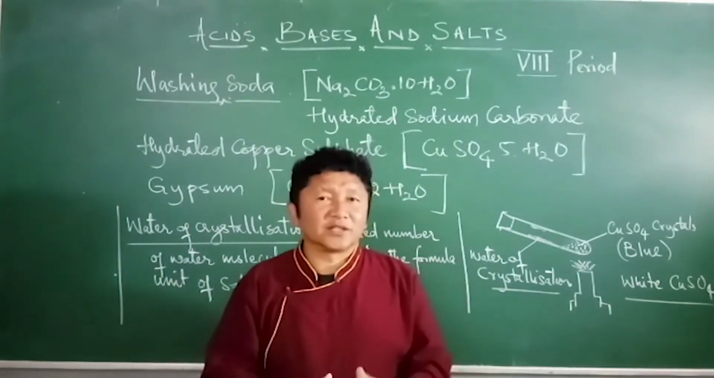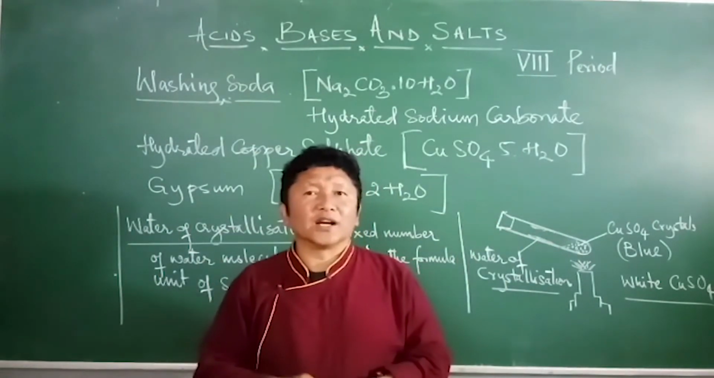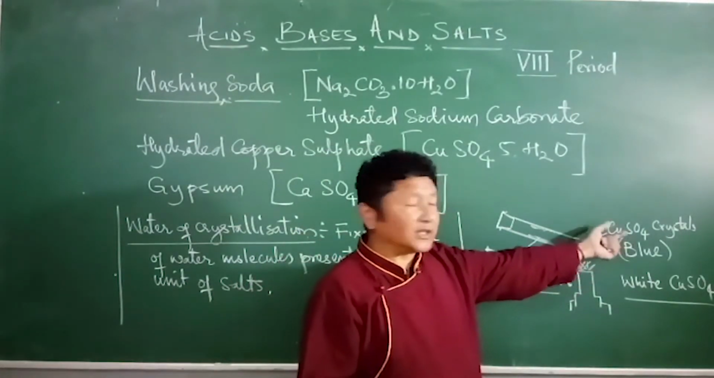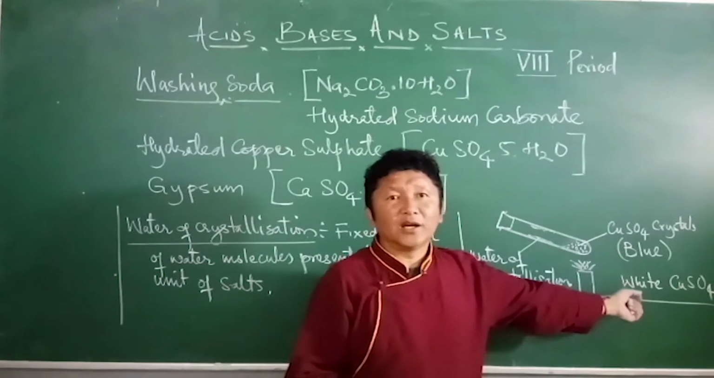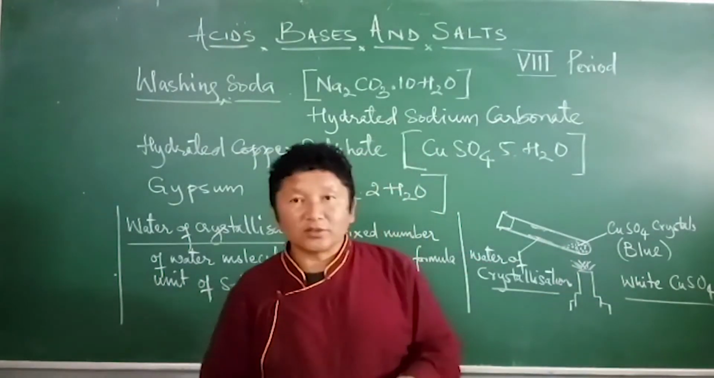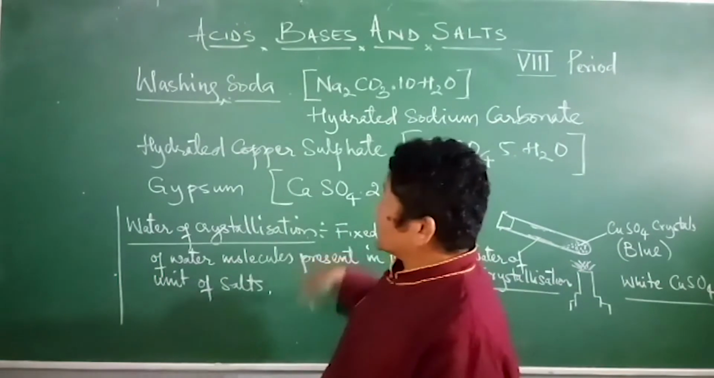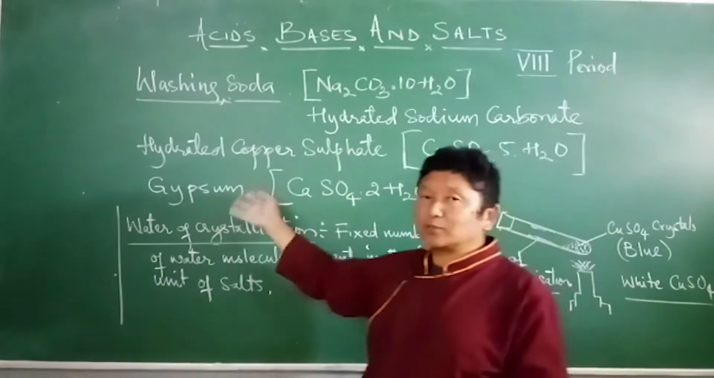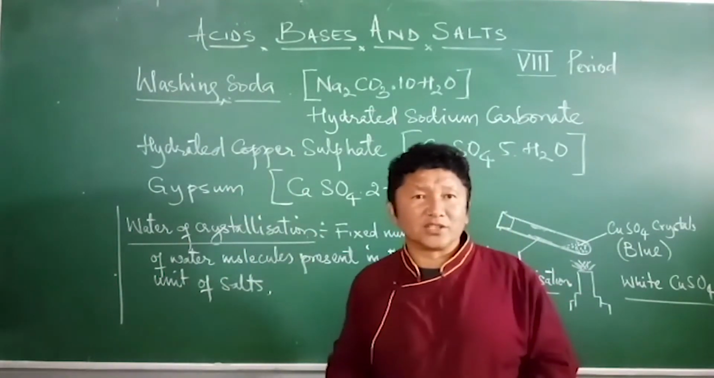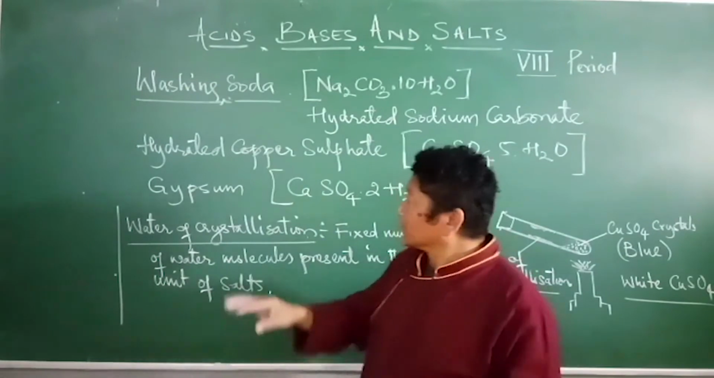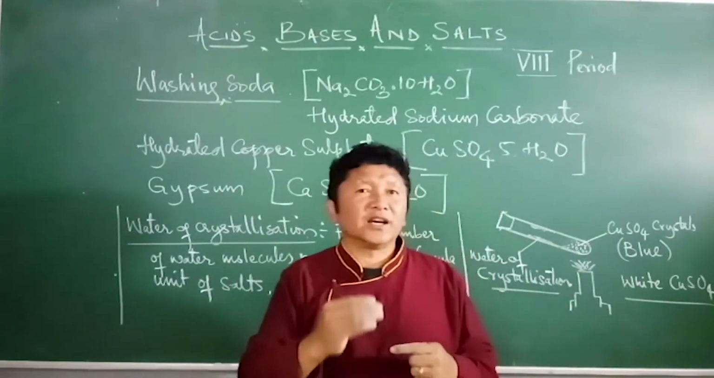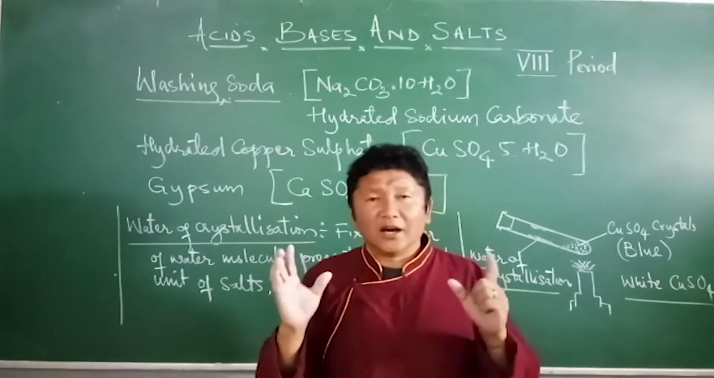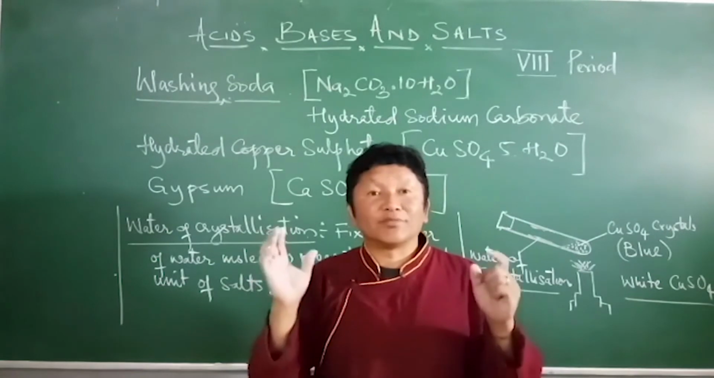For example, when copper sulfate is heated it becomes white copper sulfate. Washing soda, hydrated copper sulfate and gypsum all contain water of crystallization. When gypsum is heated to a certain temperature, it will get converted into another white powder known as plaster of Paris.